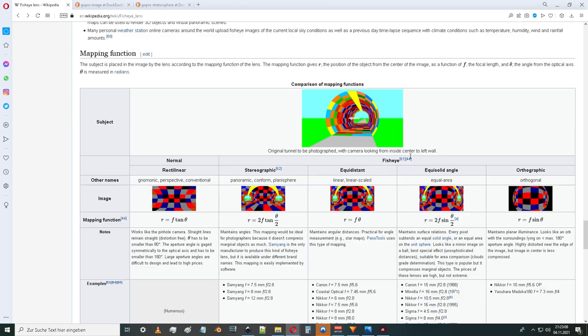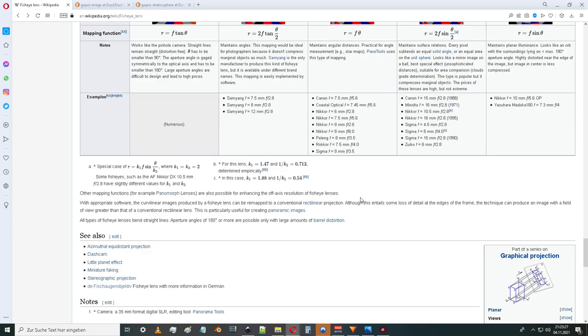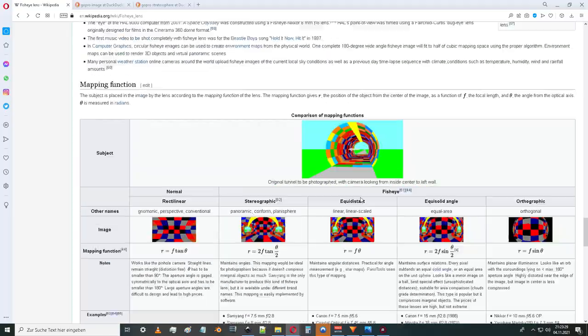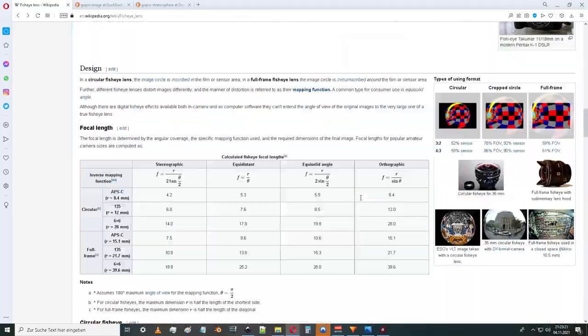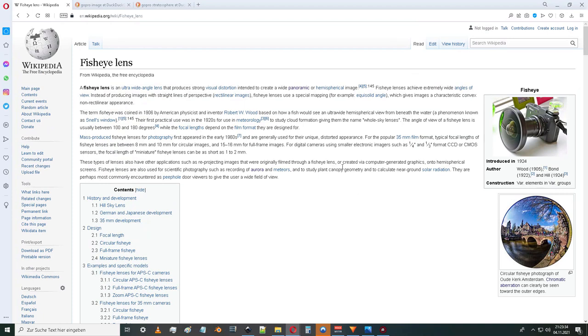Yeah, and there you have the comparison: normal view, then stereographic, equidistant, equisolid angle, orthographic, and you see in all these images, it's kind of a spherical projection or distortion, sorry. And that's about how Wikipedia shows us how fisheye lenses work. Thanks, Wikipedia.